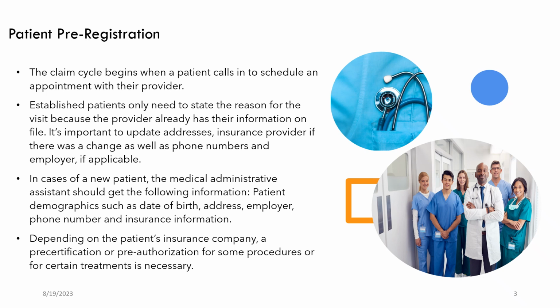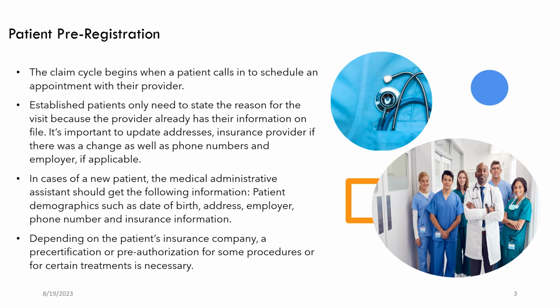Patient pre-registration. Now, as I stated earlier, the claim cycle begins when a patient calls in to schedule an appointment with their provider. You will need to find out whether the patient calling in for an appointment is an established patient or if they are a new patient. An established patient is someone who has seen the provider before, and they only need to state the reason for the visit because the provider already has their information on file.